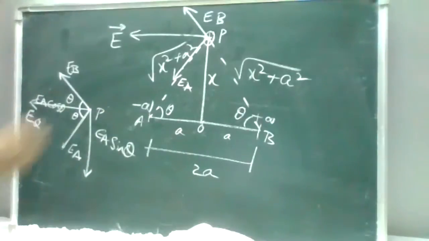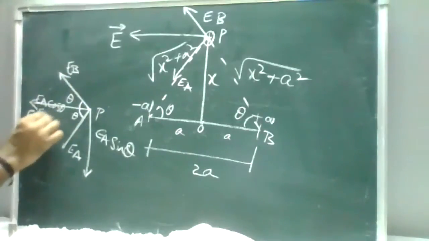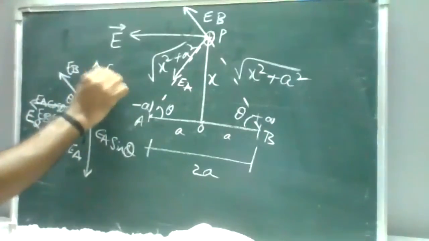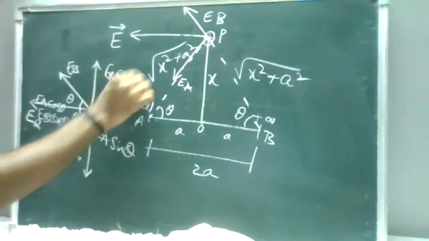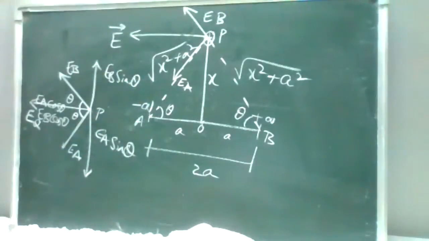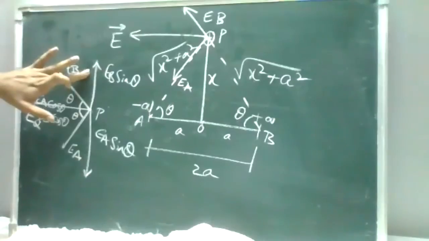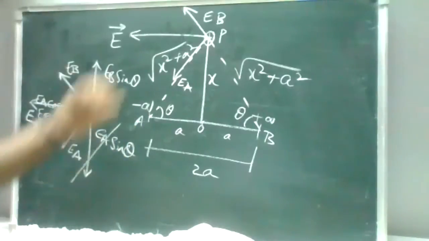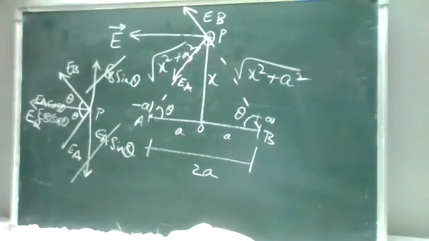Now for the B point, again angle theta. So it is EB cos theta, and perpendicular to it is EB sin theta. Any doubt? No, sir. Right. So if you see, EA sin theta and EB sin theta are both in opposite directions. EA sin theta, EB sin theta in the opposite direction. They will get cancelled. Both will get cancelled.